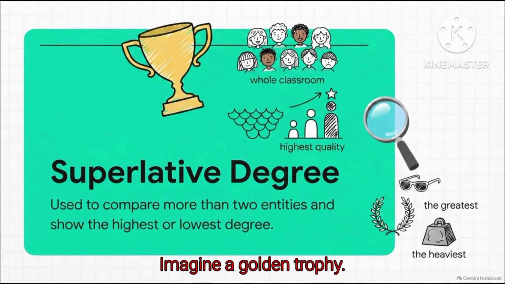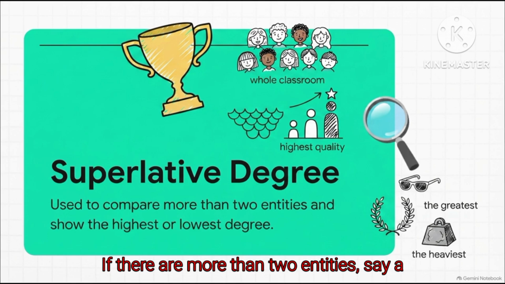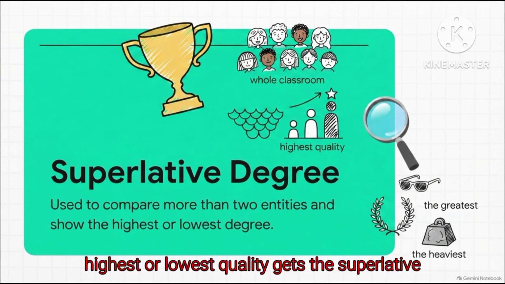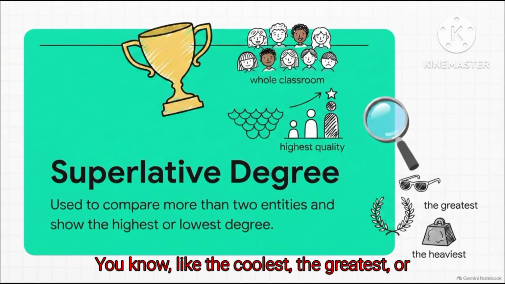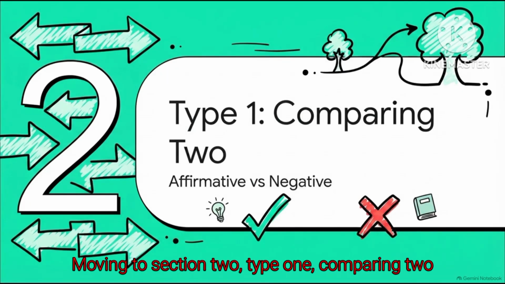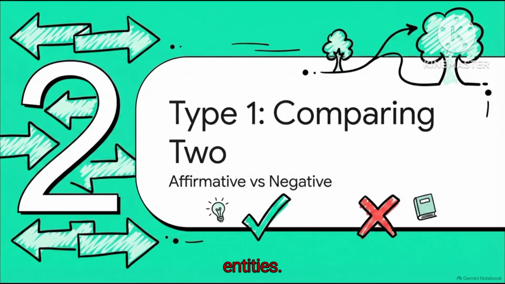Imagine a golden trophy. If there are more than 2 entities, say a whole classroom full of students, the absolute highest or lowest quality gets the superlative degree. You know, like the coolest, the greatest, or the heaviest. You are simply number 1 in that whole group. Moving to Section 2, Type 1, Comparing 2 entities.